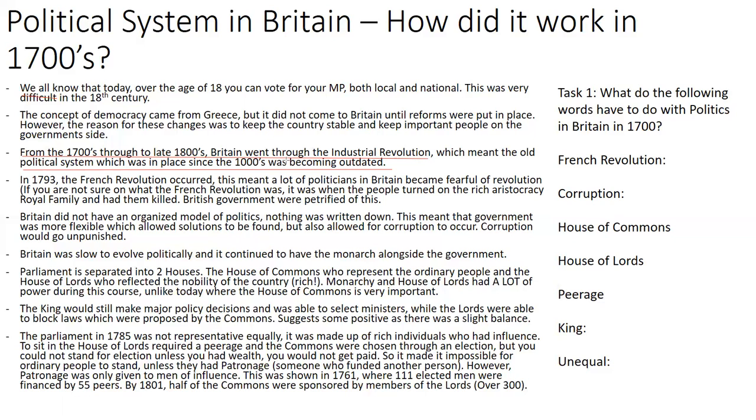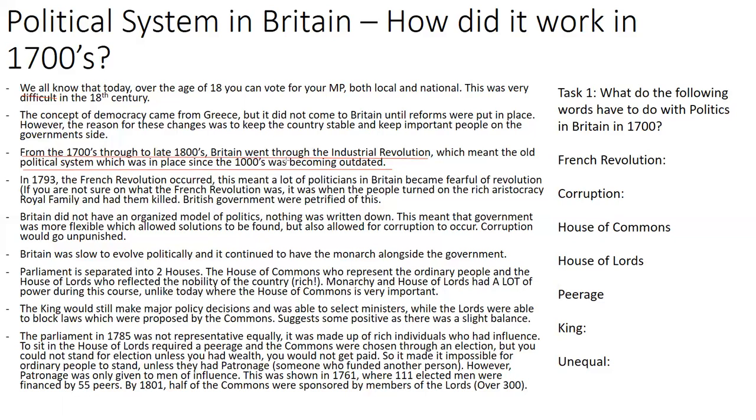If you're not sure what the French Revolution was, it was when people turned on the rich aristocracy and royal family in France and had them killed. The British government was scared that the people of Britain were going to do the same thing to them. So the British government were in a bit of a situation, and we'll talk about that later on.